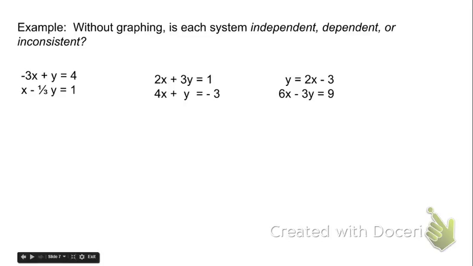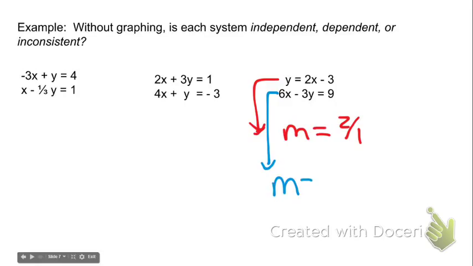Finally, let's take a look at our last example. y equals 2x minus 3, and 6x minus 3y equals 9. So again, we'll start with the slopes. It's in slope-intercept form, so m equals 2 over 1. Change up a little color here. This is in standard form, so we have to go mothers are against boyfriends. That's negative 6 over negative 3. Thus, that's positive 2. So notice that I have equal slopes.